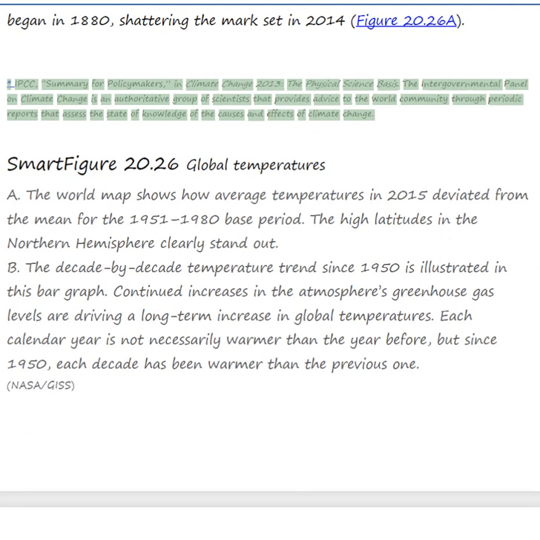IPCC, Summary for Policymakers, in Climate Change 2013, The Physical Science Basis. The Intergovernmental Panel on Climate Change is an authoritative group of scientists that provides advice to the world community through periodic reports that assess the state of knowledge of the causes and effects of climate change.